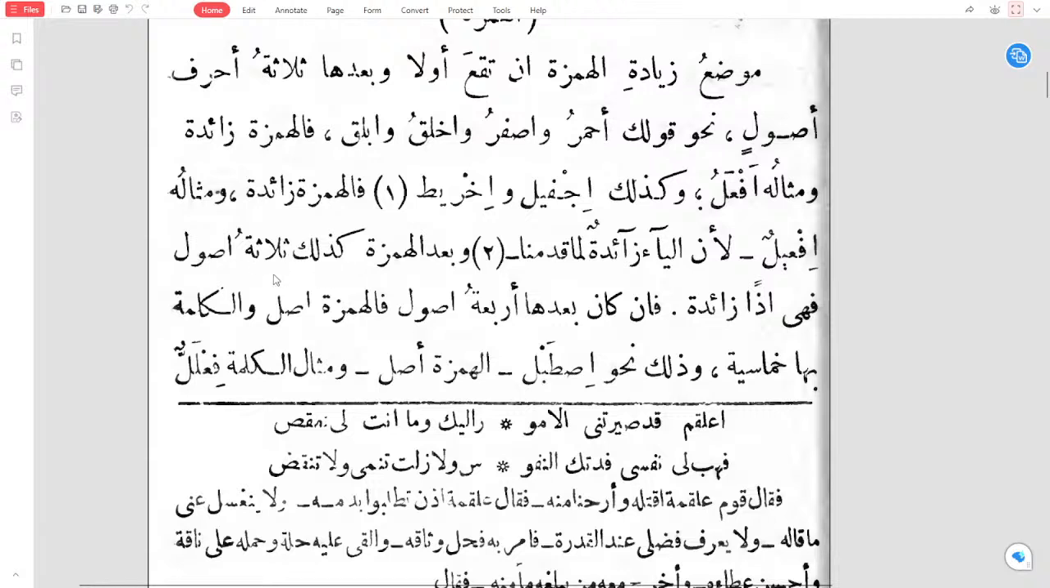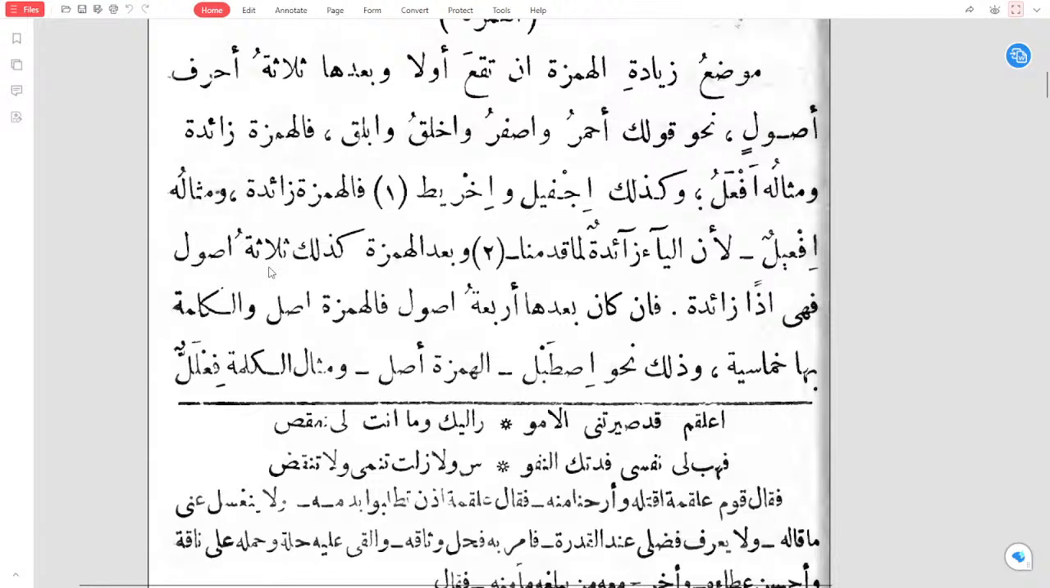وبعد الهمزة كذلك ثلاثة أصول فهي إذن زائدة. And after the hamza also there are three root letters, which is the ja, fa, lam, and إخريط خارطة. So we've already expended the three letters, which should be the usul. Therefore anything else we can make زائد, so the ya will be زائد.